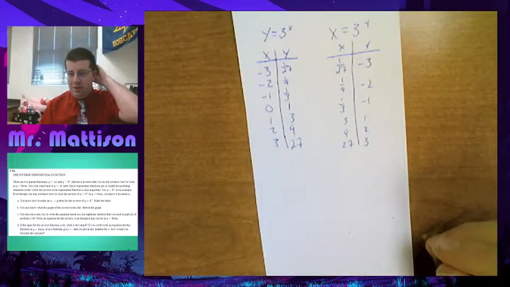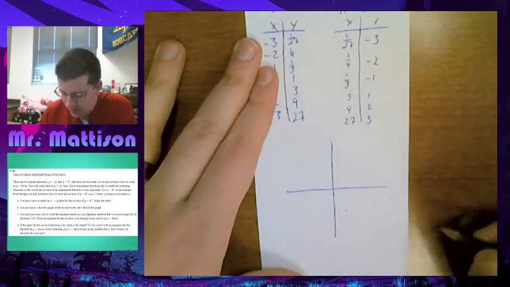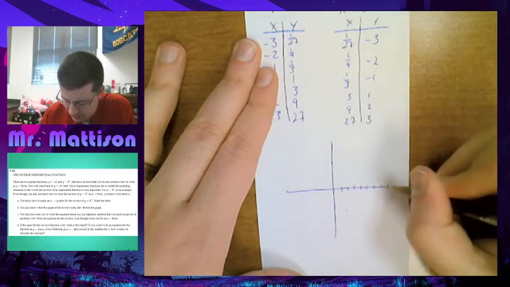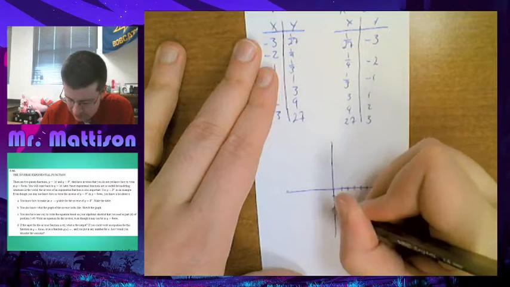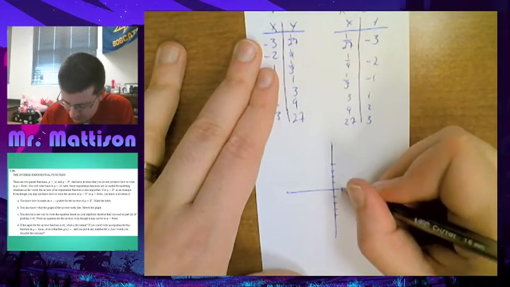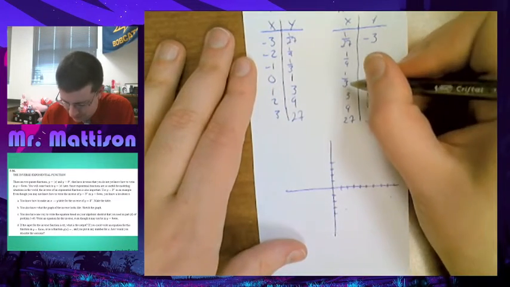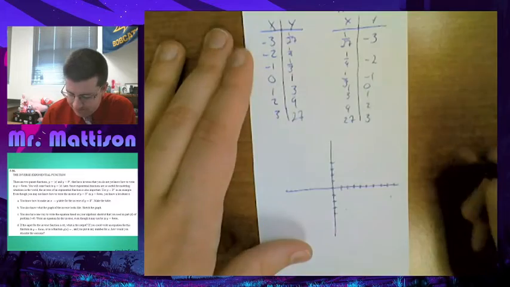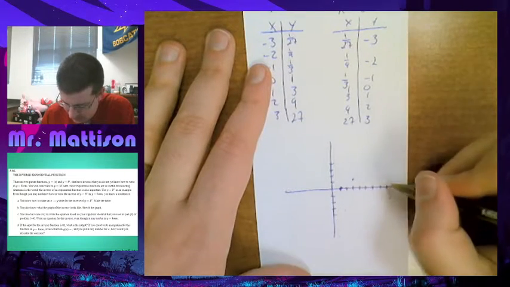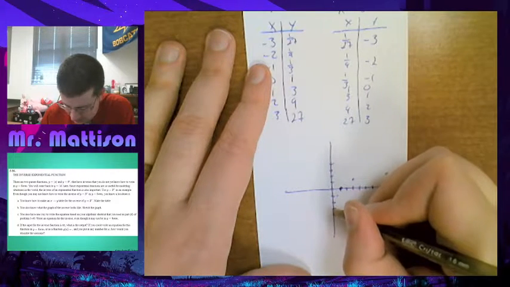So let's go ahead and plot those points and see what that looks like. So if I draw my axes, 1, 2, 3, 4, 5, 6, 7, 8, 9. 1, 2, 3, 4, 1, 2, 3, 4. Plotting these out, I missed a point here, didn't I? Yeah, I missed the point (1, 0). There we go. Point (1, 0), (3, 1), (9, 2).